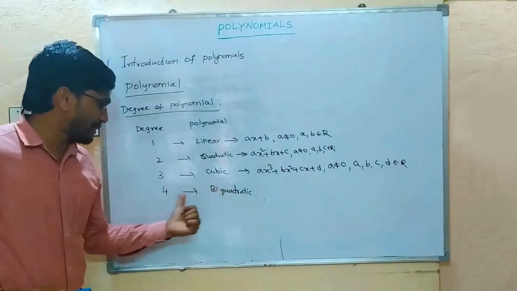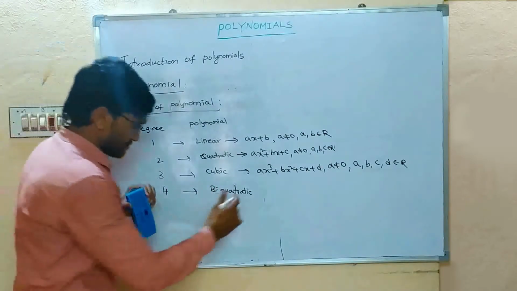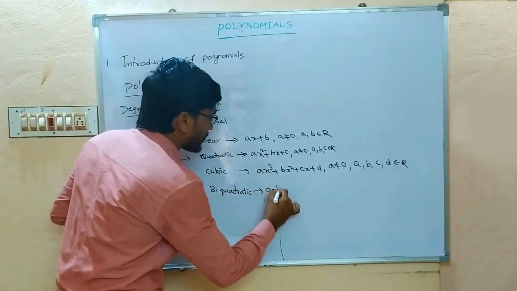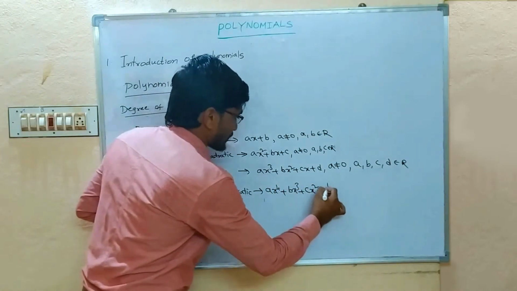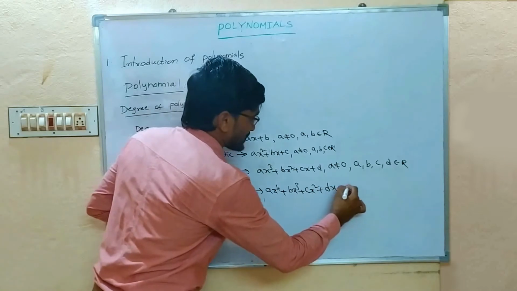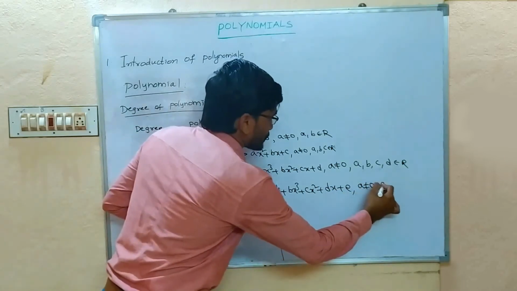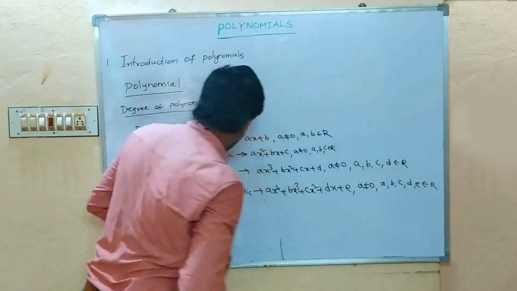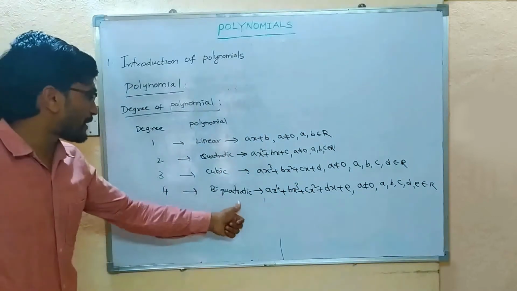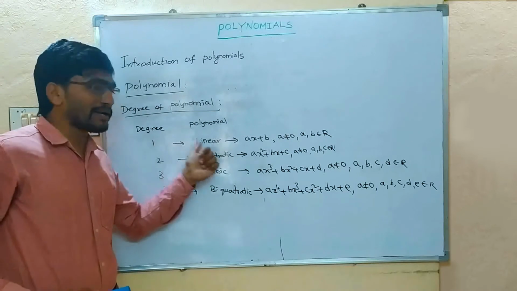If the degree of the polynomial is 4, then it is called a biquadratic polynomial. The general form is ax power 4 plus bx cube plus cx square plus dx plus e, where a is not equal to 0, and a, b, c, d, e belong to R. So degree 4 is biquadratic, 3 is cubic, 2 is quadratic, 1 is linear polynomial.